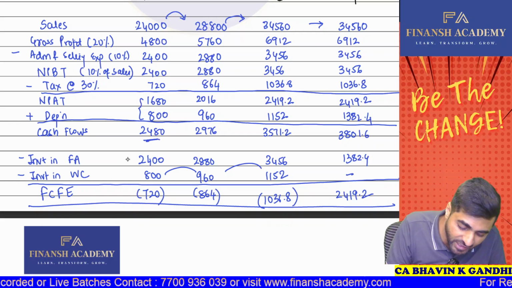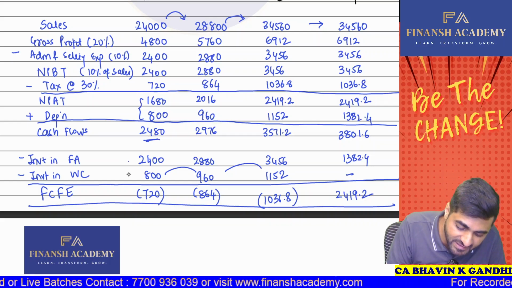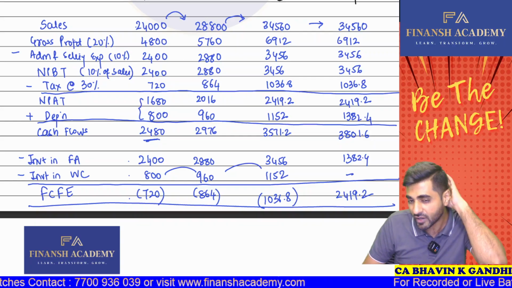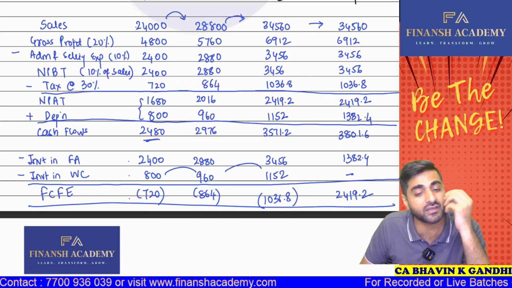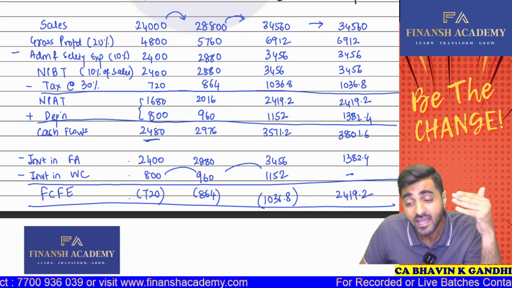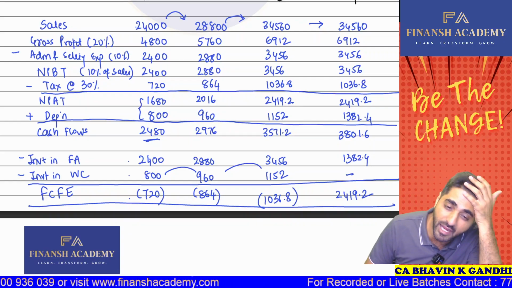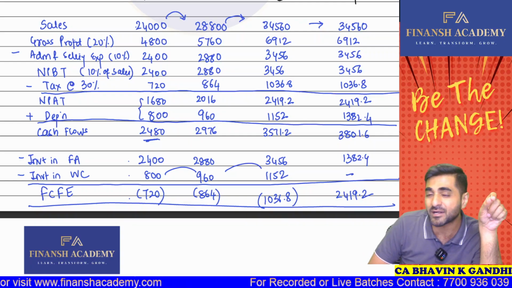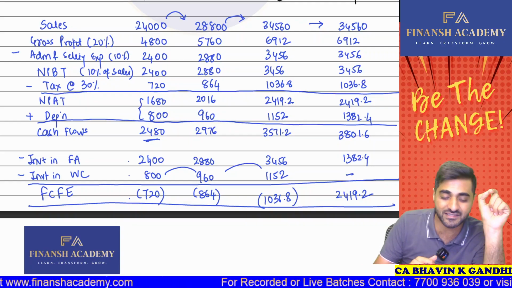And from these cash flows, we'll be subtracting investment in fixed assets and investment in working capital. We'll be getting your free cash flow for equity. So whatever is your increase in investment in fixed assets and increase in investment in working capital, we have to subtract it, and eventually we'll be getting FCF. So how did we get this particular figure of the increase in fixed assets?